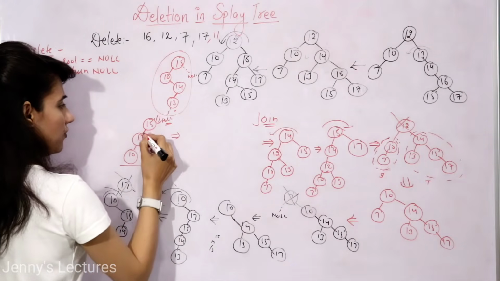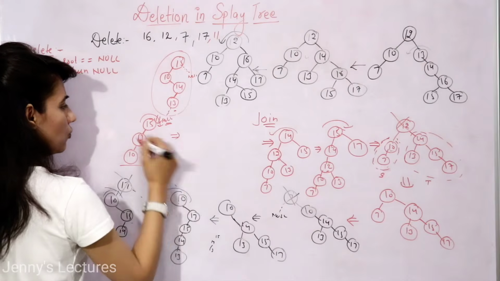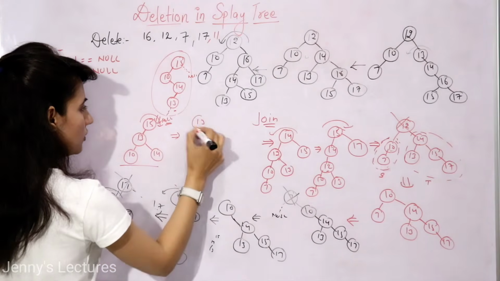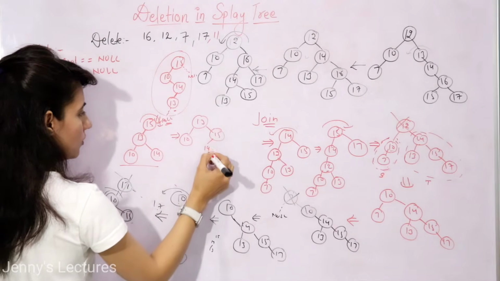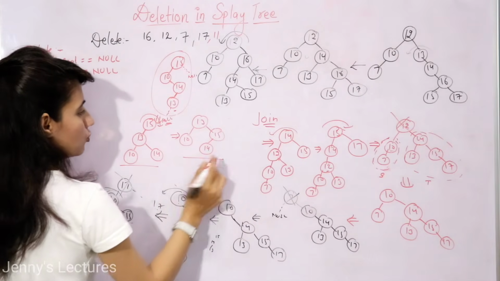13 is to the left of this one, so we need to do one right rotation. After the right rotation, the tree would be this. See, this 14 is to the right of 13, it will go to the left of this 15 now. So now this is the tree.